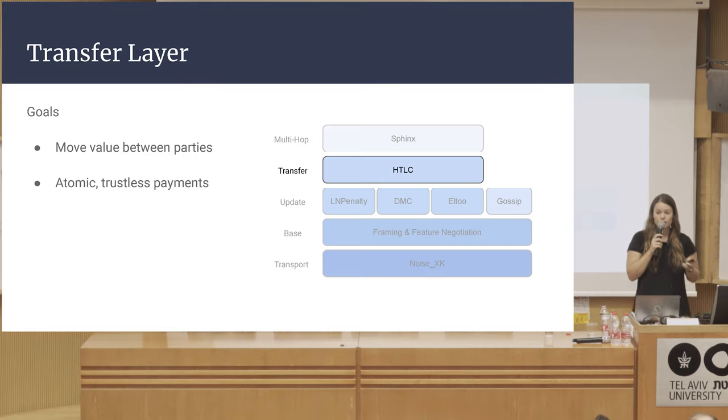Right, so once we get to the ability to agree between two states, we need to be able to update that state. So the goal of the transfer layer is to be able to move value between parties, and you need to be able to do so in an atomic and trustless way. Trustless is a word we all understand, but to do so atomically, specifically when we're looking across payment channels, this means that the payment will either complete or not complete. There is no state in which it half happens and someone loses money along the way.